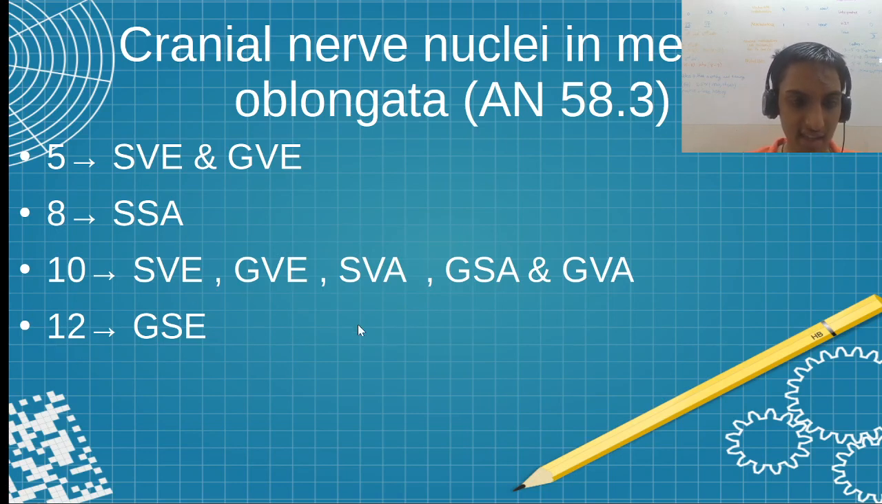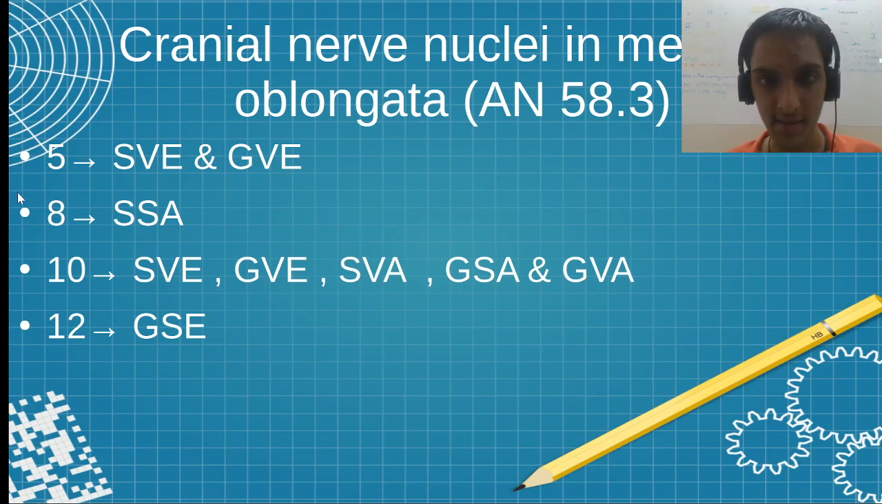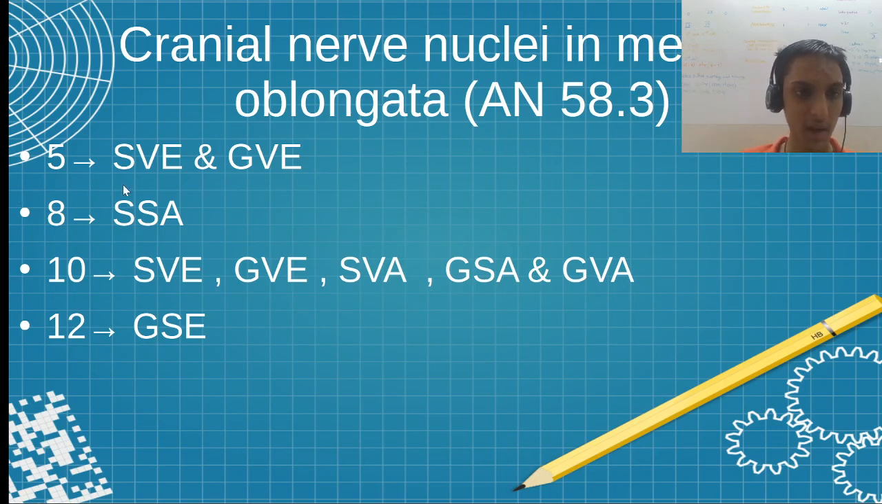And 12th is GSE. 12th is going to supply what? Our tongue muscles. And 10th, just palatoglossus it will supply. Okay. And also not only that, it will supply the pharynx and the larynx muscles. Okay. And now 8th one, this will supply what? Our vestibular and the cochlear parts. It will supply the internal ear parts. 5th one is supplying muscles of mastication along with temporomandibular joint, the first arch derivatives also.